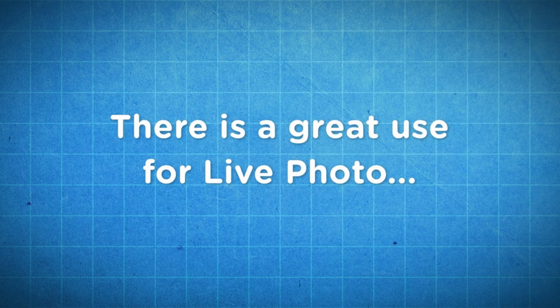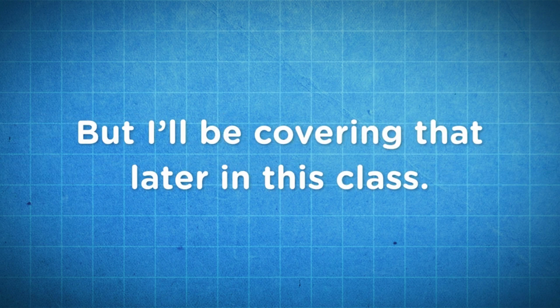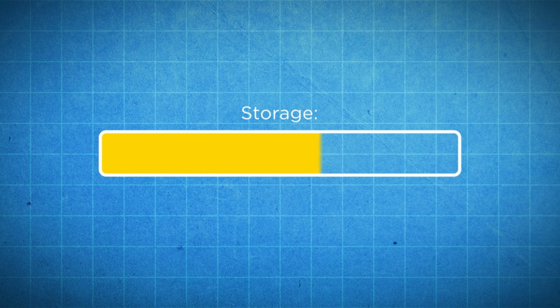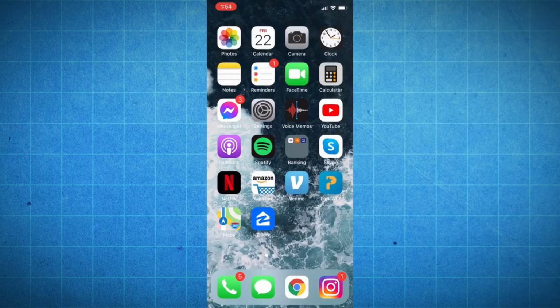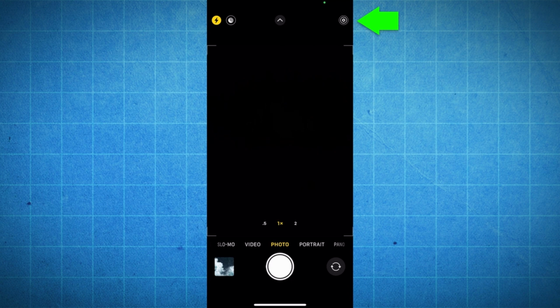Now, there is a great use for live photo mode to get a beautiful long exposure shot, but I'll be covering that later in this class. But for now, we won't need it because live photos take up more storage space on your phone. The reason is because they're not just a single photo. They're technically 45 images compiled into one short video. So let's turn it off because we're not going to need it. Just go to the camera and tap this little dotted circle so that it's grayed out with a little slash through it.